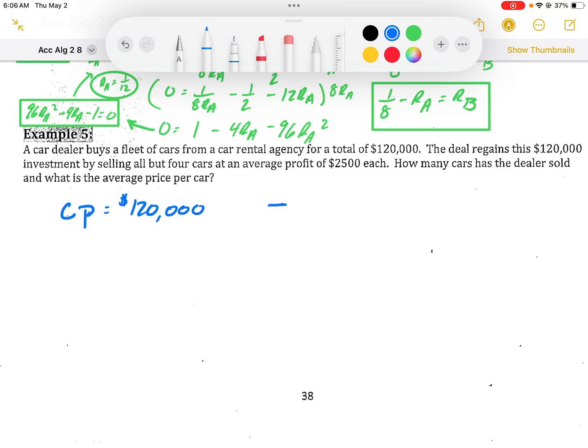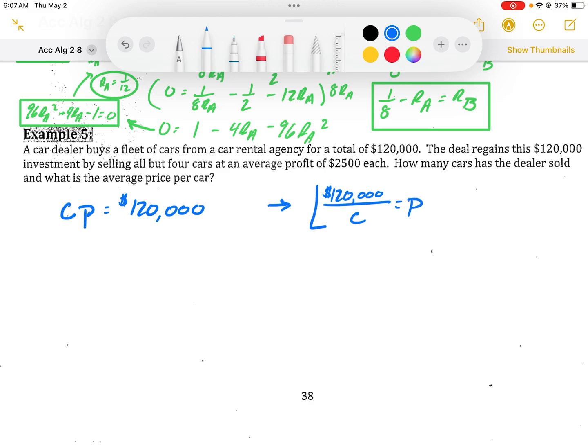Now, just like the first problem we did today, I'm going to solve for a variable. Okay, let's go ahead and solve for P here. So we're going to have 120,000 divided by C equals P.